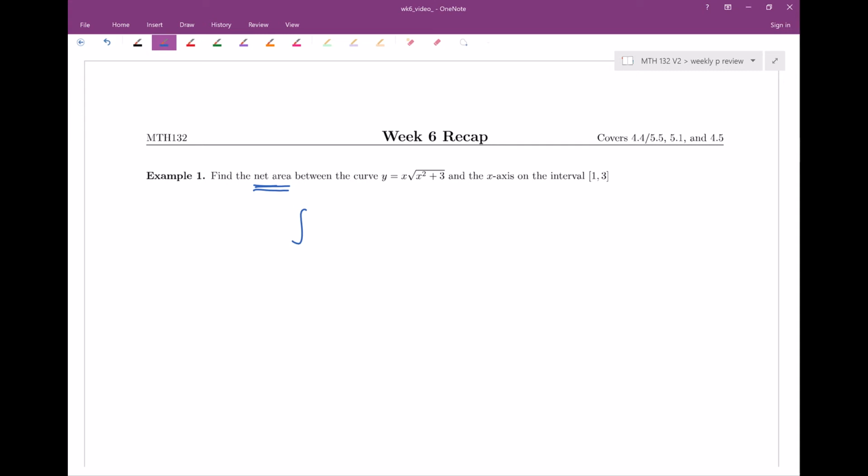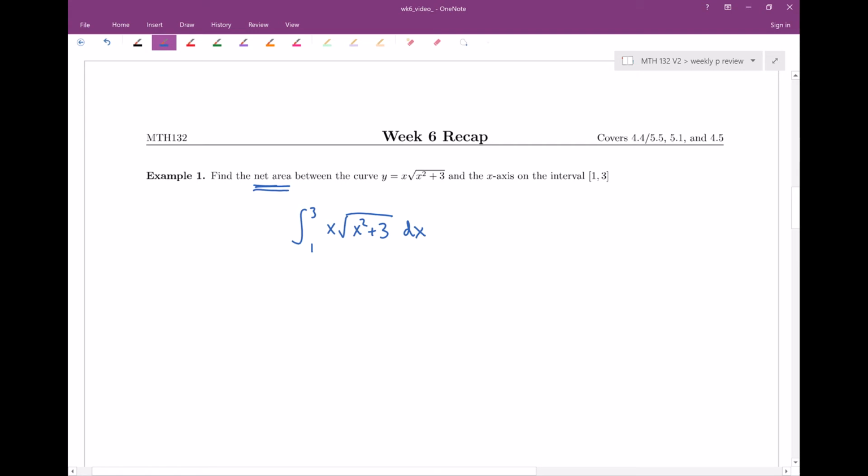So, okay, we're going to be integrating. The interval here is from 1 to 3, and we're integrating this function x times the square root of x squared plus 3 on this interval. So again, even though this problem does not say, hey, integrate this function on this interval, we need to remember that net area is one of those key phrases that means we want to integrate. So at this point, we need to decide, how do we actually integrate this? How do I find the antiderivative of my function?